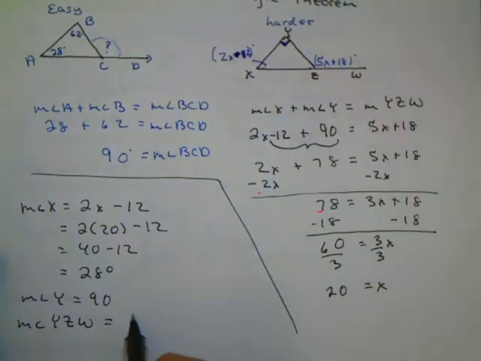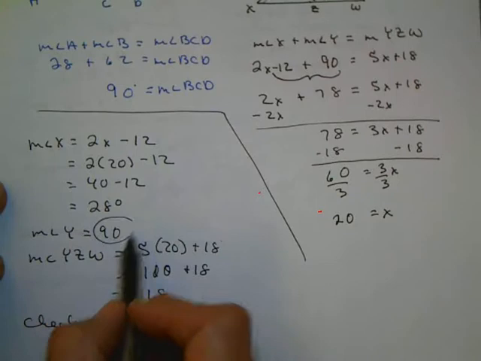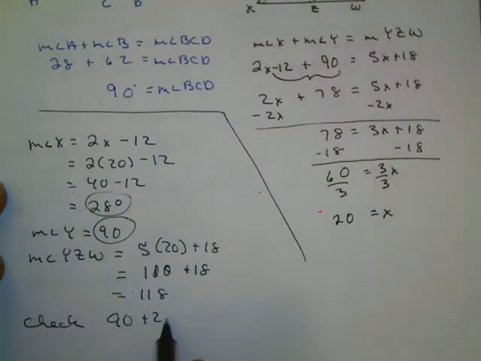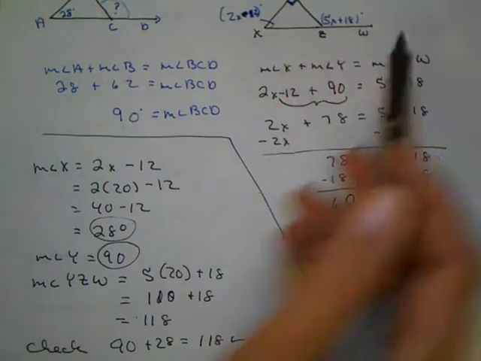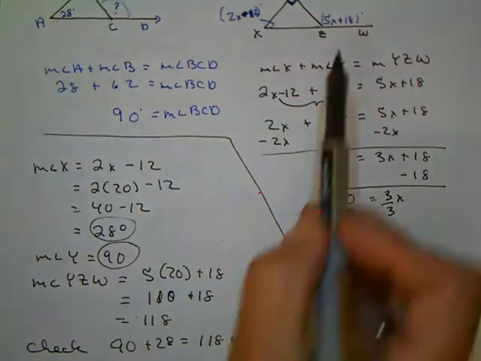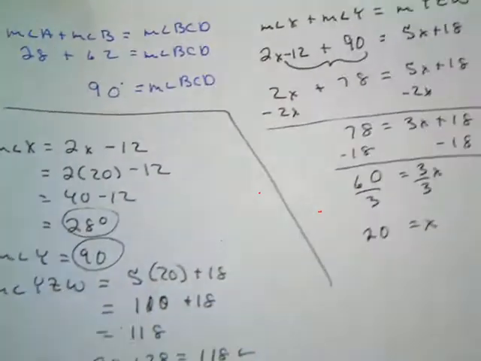But let's make sure I did my math right. 5 times 20 plus 18, 100 plus 18, 118. And my check, my interior angles should be the same. So if I add up my 90 and my 28, it equals my exterior angle, so I know that I did that one right. So we're going to use this exterior angle theorem quite a bit, and you want to be looking at these two remote interior angles, the angles that are inside the triangle but far, far away from the exterior angle here. Those two must have the same sum as that exterior angle.